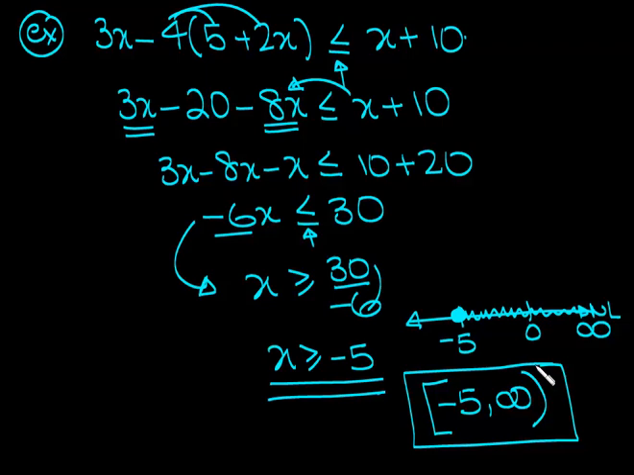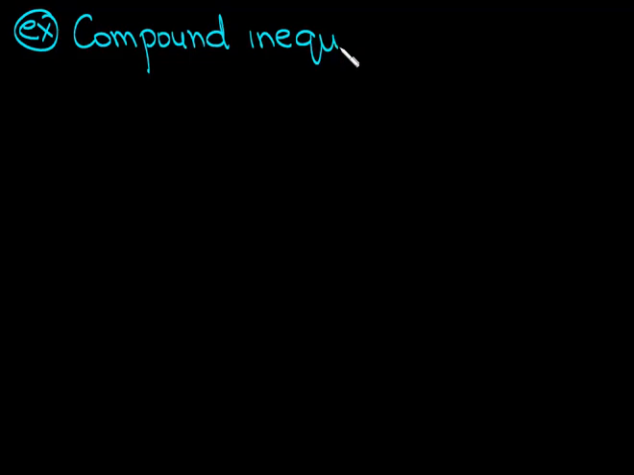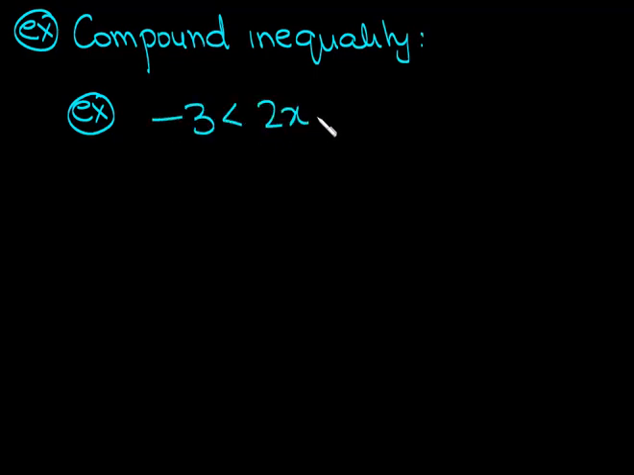Okay, so I've done a couple problems that are linear inequalities. Let me do one more. This is also a linear inequality, but we also call it a compound inequality. The idea is still exactly the same as what I did in the last two problems. A compound inequality is where you have two inequalities in the same problem. So I could have something like this: negative 3 is less than 2x plus 5 is less than or equal to 17.